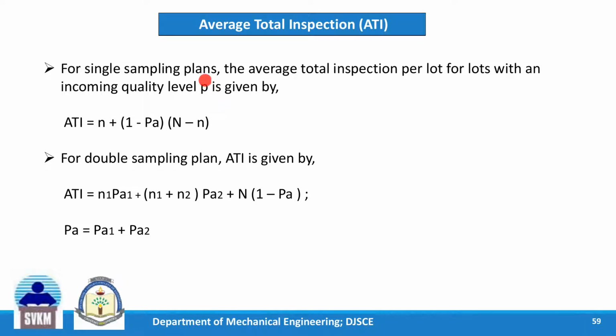Average total inspection for a single sampling plan is given by ATI equals n plus (1 minus PA) times (N minus n), where PA is the probability of acceptance and 1 minus PA is the probability of rejection. The rejected lots have their remaining components inspected again, that's the reason for the term (1 minus PA)(N minus n).